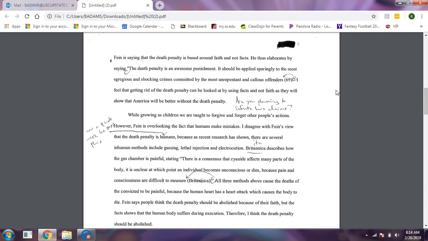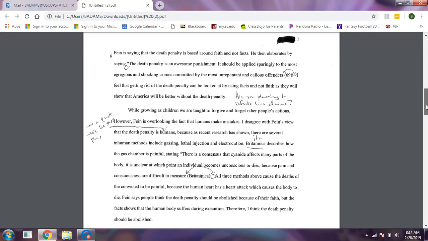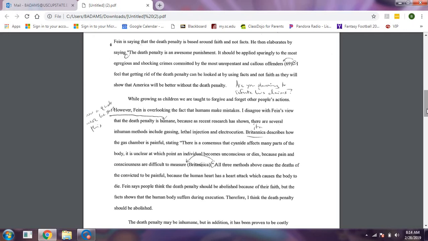Okay, so let's see some of these facts that prove that the death penalty is not a moral issue, which is what Fine is claiming. We want to refute that point. "While growing as children" — well, that's kind of a pointless introduction to begin with, and it's certainly redundant to say both "as children" or "while growing." "We are taught to forgive and forget other people's actions." Some people are, not everybody. I'd be careful with a blanket statement like that.